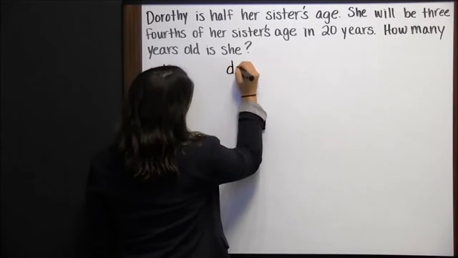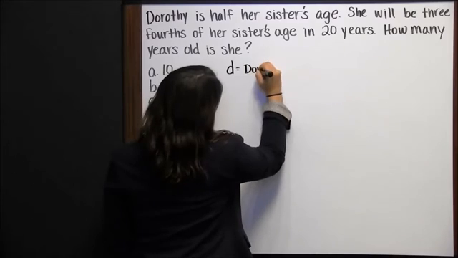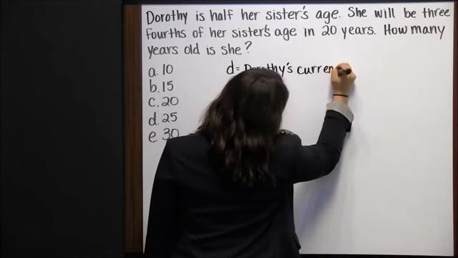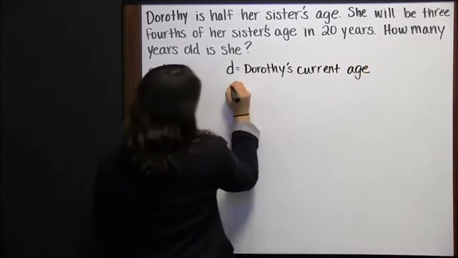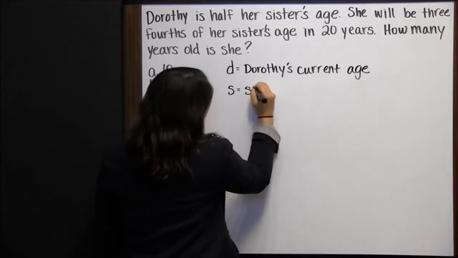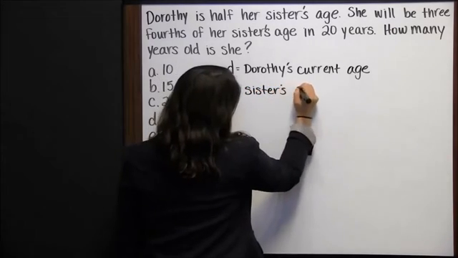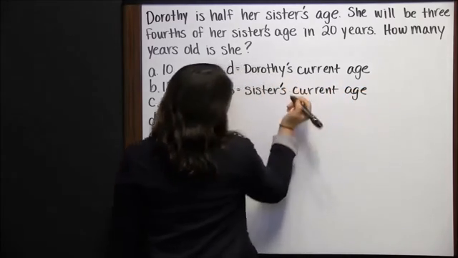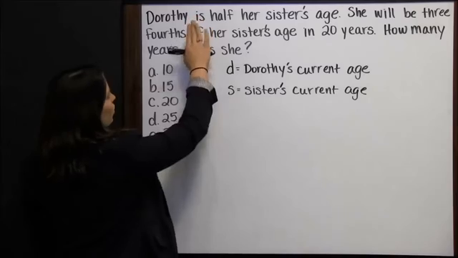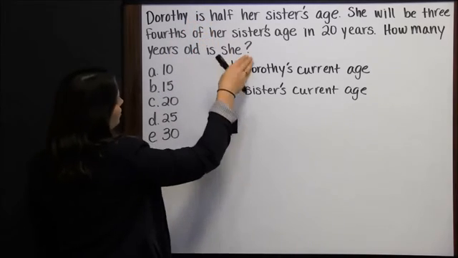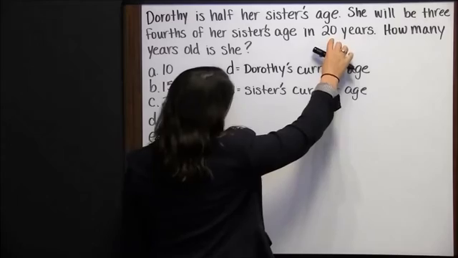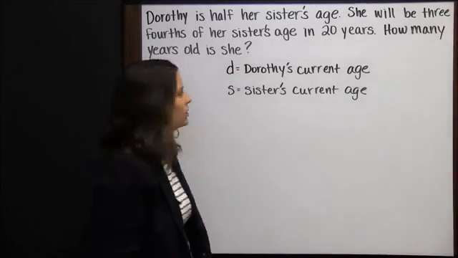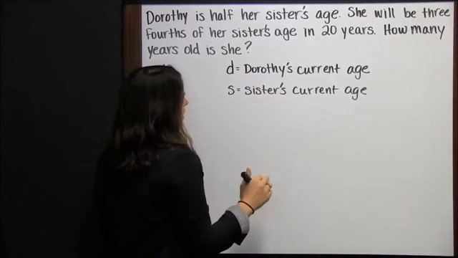I'm going to use D for Dorothy's current age. And I'll use S for the sister's current age. And I say current because they're talking about their ages now and then also their ages in 20 years. But what we want to know is how many years old she is now. So we're going to deal with their current ages.